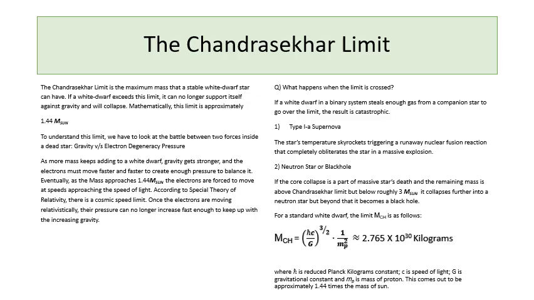How do they come? For a standard white dwarf star, the Chandrasekhar limit is given as follows. This is the reduced Planck constant h-bar times the speed of light divided by the gravitational constant, raised to the power 3 by 2, multiplied by the inverse of the mass of the proton squared, which comes out to be 2.765 times 10 to the power 30 kilograms, which is roughly 1.44 times the solar mass. m_p is the mass of the proton. So this is an important relation.